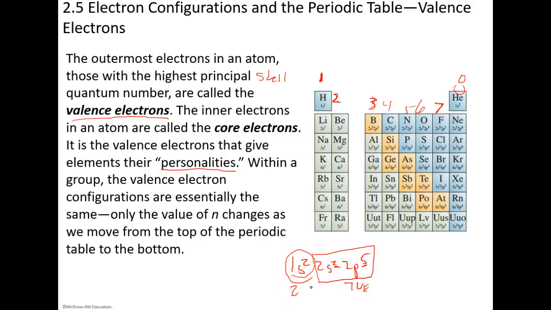There are 2 core electrons, or inner core electrons. Let's call them core electrons, CE. Okay, so that's kind of how you look at it.